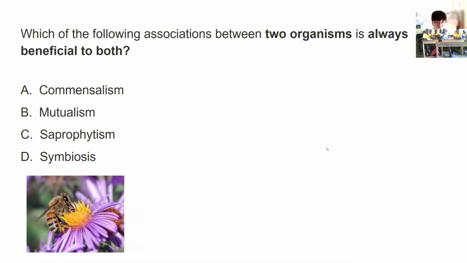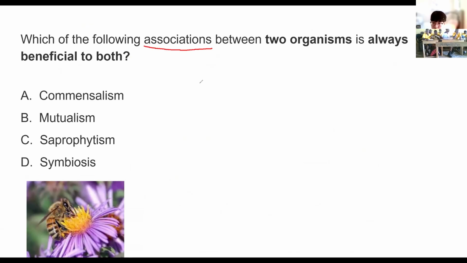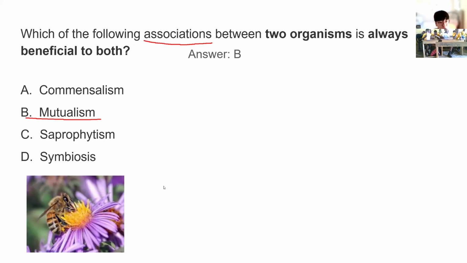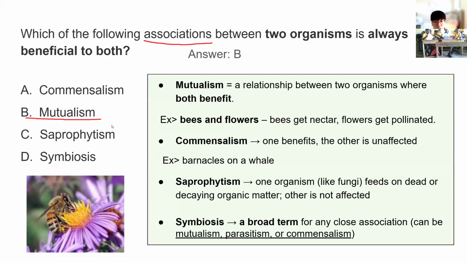Now let's look at this next question. Which of the following associations between two organisms is always beneficial to both? So now we're looking at what type of association or connection between two organisms leads to both benefiting. The answer is B. Oh, yeah. If you said B, mutualism, then you're correct. Okay, great job.